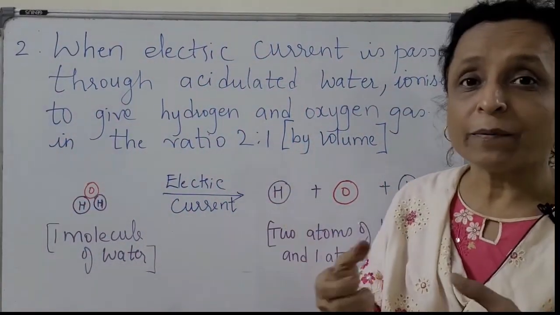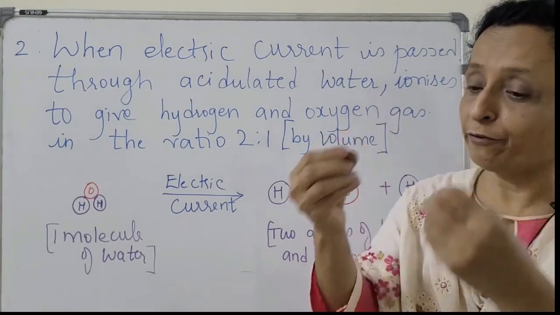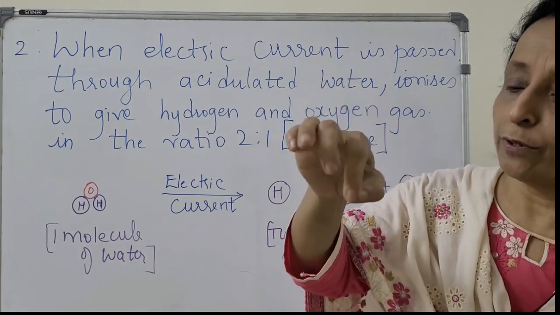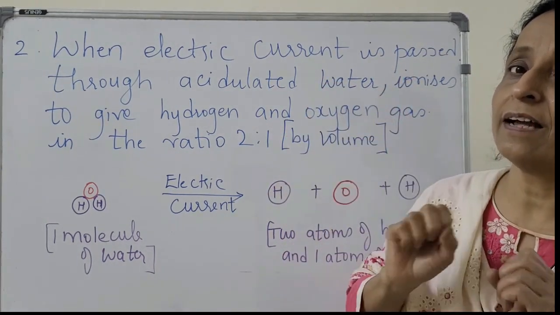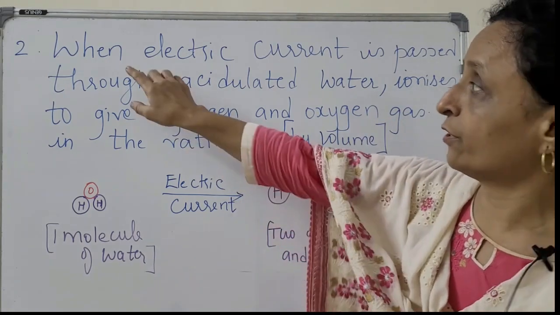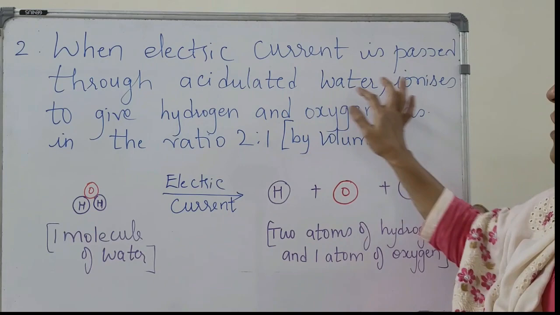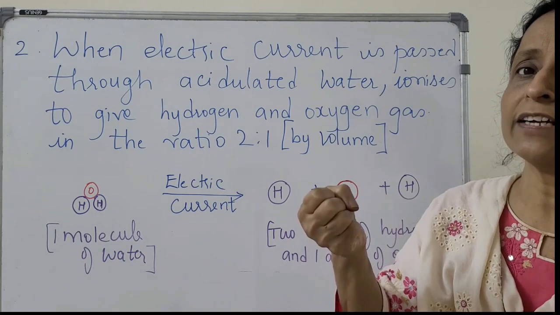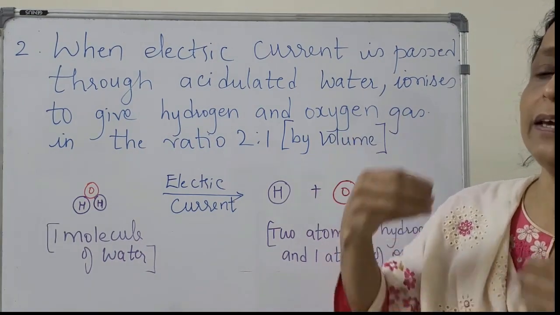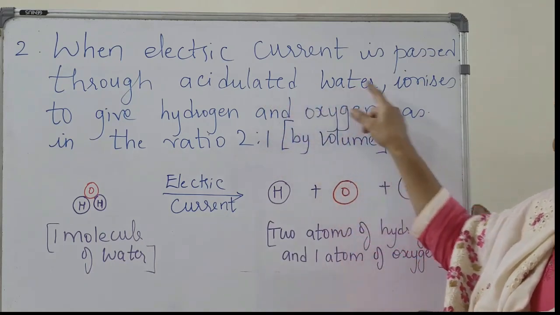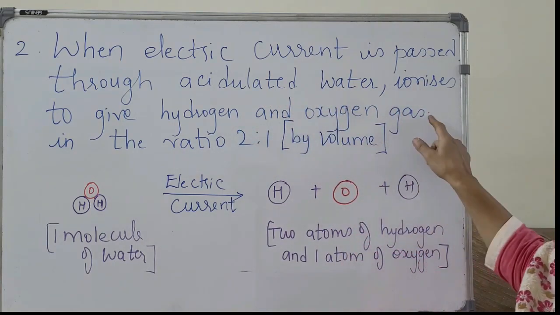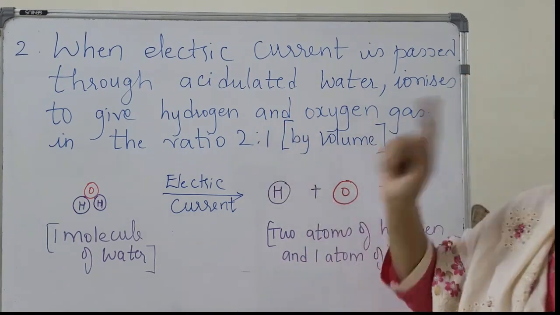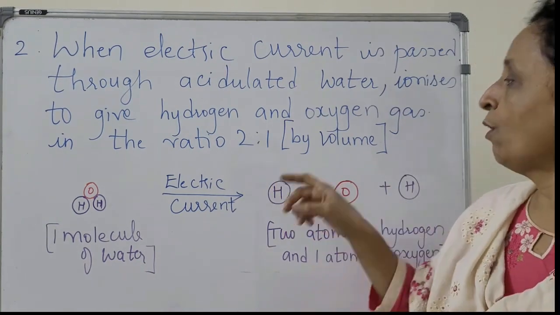Now when you want to separate hydrogen and oxygen from the water, you have to pass electric current in the acidulated water. That means you have to put a drop of acid, pass the current and separate hydrogen and oxygen. So when electric current is passed through acidulated water, it ionizes to give hydrogen and oxygen. They first form ions and then they form the elements. So here water ionizes to give hydrogen and oxygen gas in the ratio 2:1. The ratio of its formation is 2:1. Therefore, when they separate also it is 2:1 by volume.